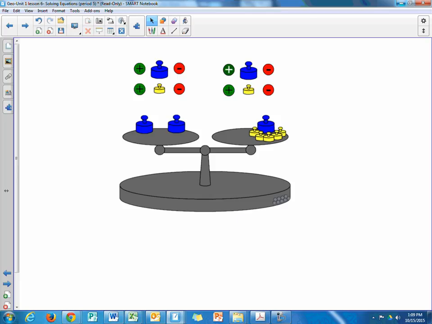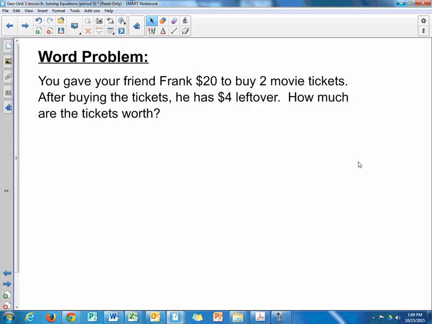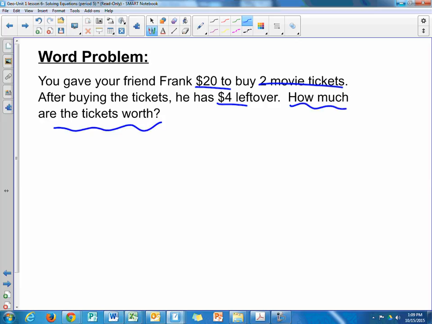So here it goes. In this situation, let's think about balancing. You gave your friend, Frank, $20 to buy 2 movie tickets. After buying the tickets, he has $4 left. The question is, how much are the tickets worth? How do you figure that out?